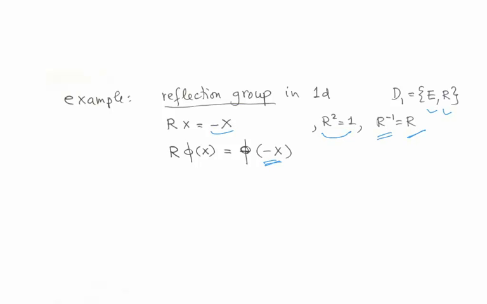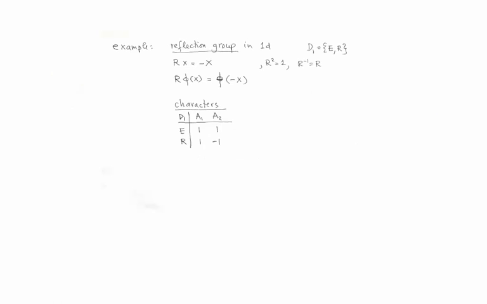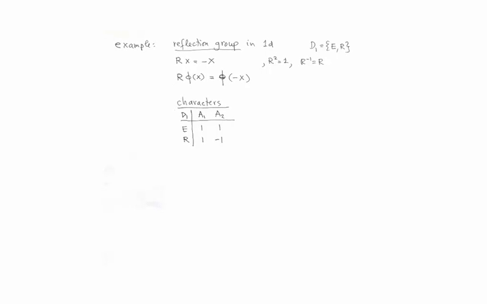What are the characters of the dihedral group D1? It has only two elements, identity and reflection, and it happens to have two irreducible representations. The symmetric one, which in crystallography is conventionally called A1, and the antisymmetric, which in crystallography is called A2. The character of identity is always 1, 1, because it's just a trace of a one-dimensional representation. And the character of the identity element in the antisymmetric representation is the same, but reflection gets a minus.